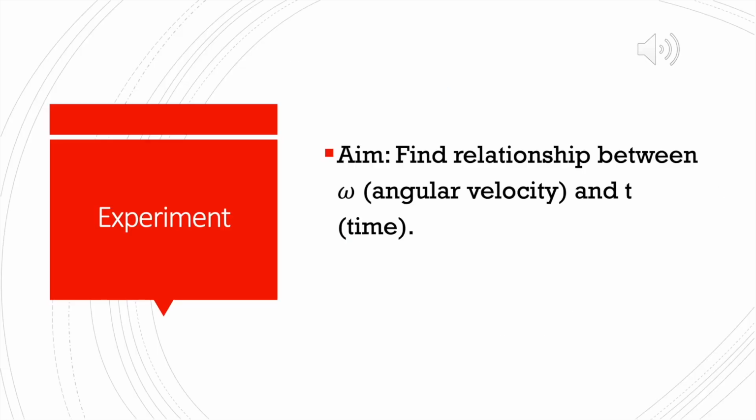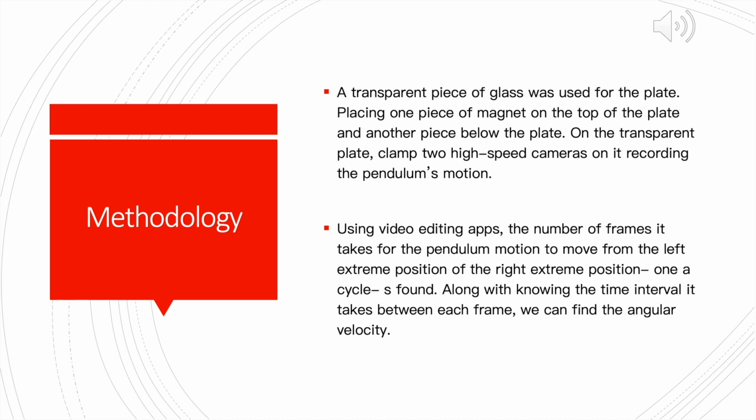An experiment was conducted to find the relationship between angular velocity and time. A transparent piece of glass was used for the plate, and one magnet was placed on top of the plate and another below. On the transparent plate, two high-speed cameras are clamped, recording the pendulum's motion. The methodology is presented below.